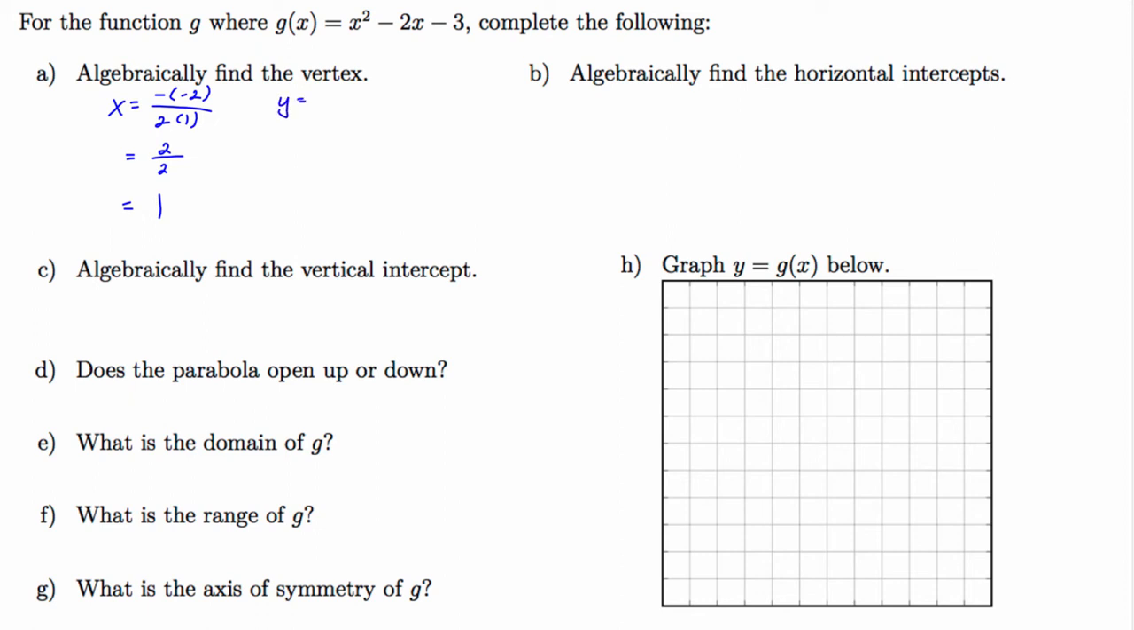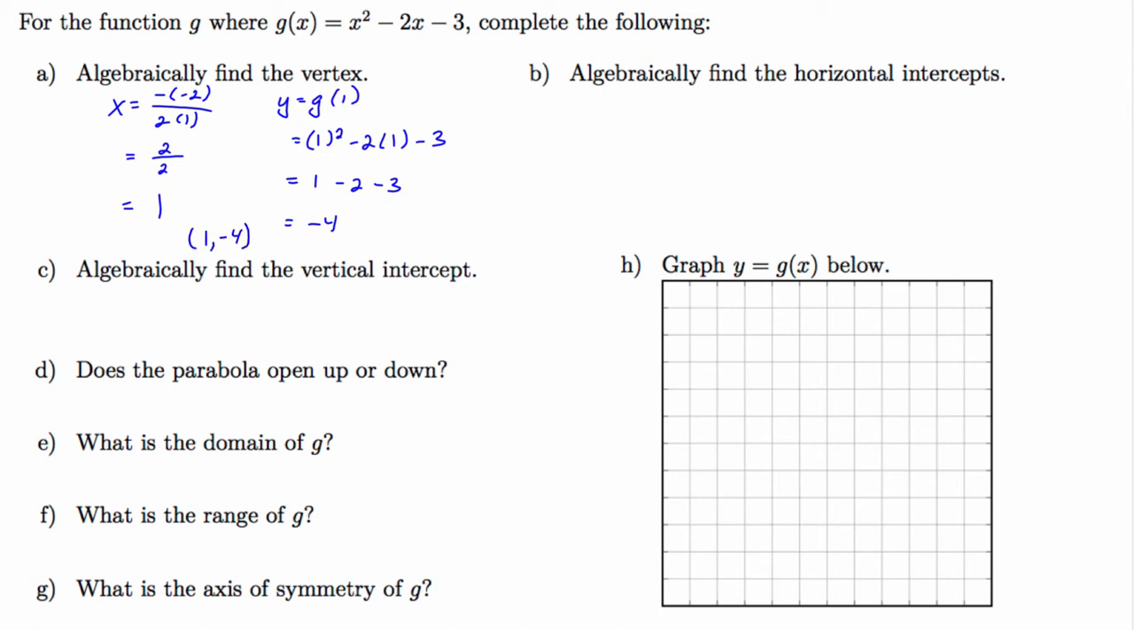So our y-coordinate is going to be g of 1. G of 1 indicates again that we're going to substitute 1 in for all of the x's, so g of 1 will be 1 squared minus 2 times 1 minus 3. 1 squared is 1, and negative 2 times 1 is negative 2, so 1 minus 2 minus 3 is negative 4. So we know the vertex will be located at the point 1, negative 4.